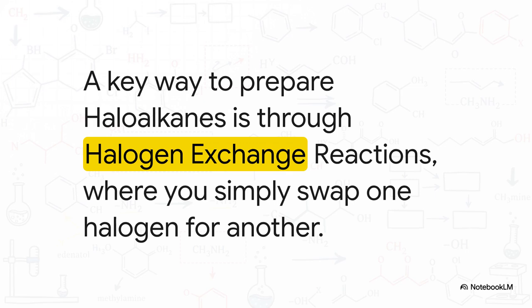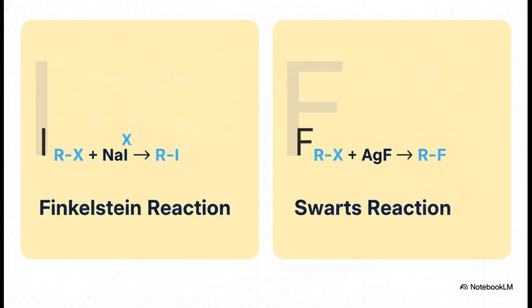So, starting with haloalkanes, their entire identity is built around having a halogen. So it kind of makes sense that their key prep methods aren't always about making one from scratch, but just swapping one halogen for another one that's more useful. And this is a perfect example. The Finkelstein and Schwarz reactions are basically two sides of the same coin. They're both famous for this halogen exchange idea. In both cases, you start with an alkyl halide you already have. Need to attach an iodine? You use the Finkelstein reaction. Need a fluorine instead? You use the Schwarz reaction. It's the exact same strategy, just different tools for different jobs.